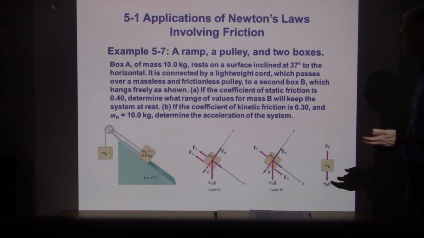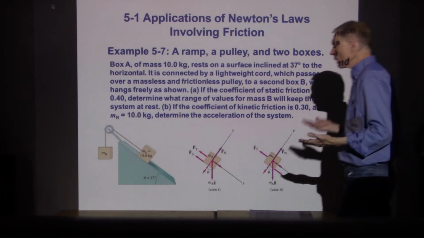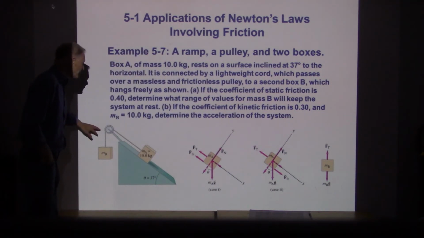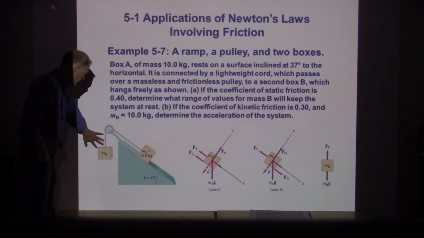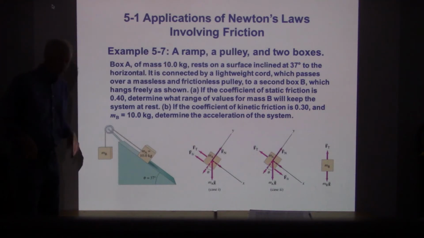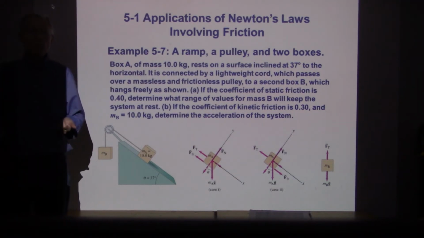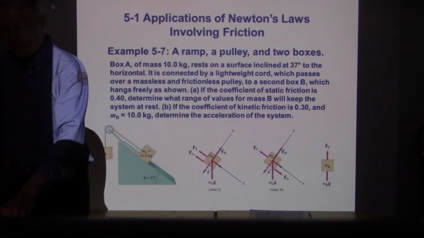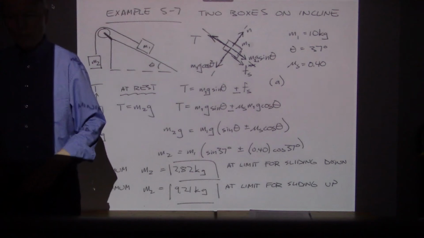So what we're guessing here is there's a range of values for MB within which the system will stay at rest. There will be enough static friction. Let's see how much. There's a lot of stuff to look at in this, so let's take a look.